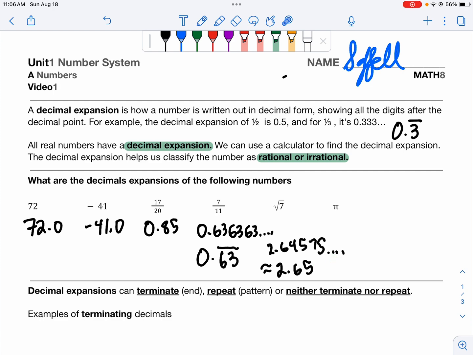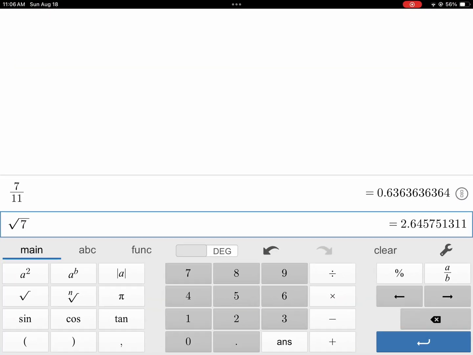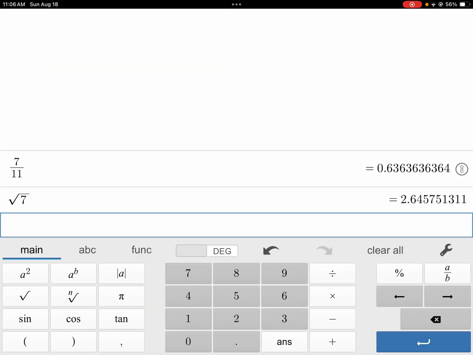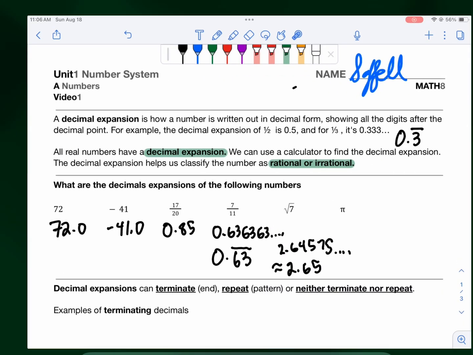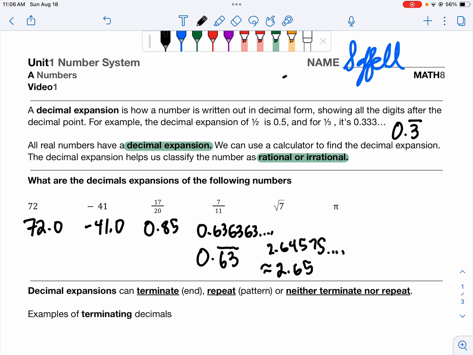All right, pi. There's a pi button. It's two buttons to the right of the first one we hit. If we hit pi, 3.14159265, and so on. So this is also a number that has a decimal expansion with no repeat.